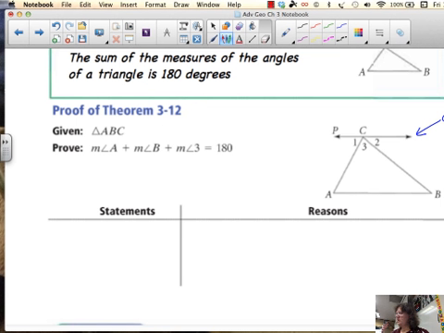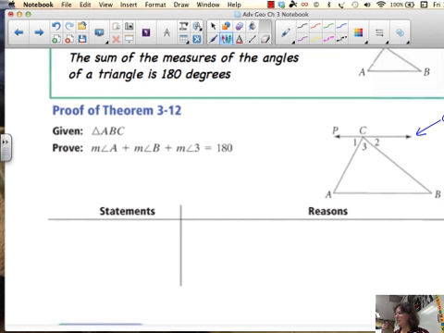Now, once we get into constructing something, you have to be careful that you are able to construct something that you could always construct for any triangle that was given. So if I take any triangle that I could be given, ABC, I could always construct a line that went through C and was parallel to AB. So this would be a valid construction.